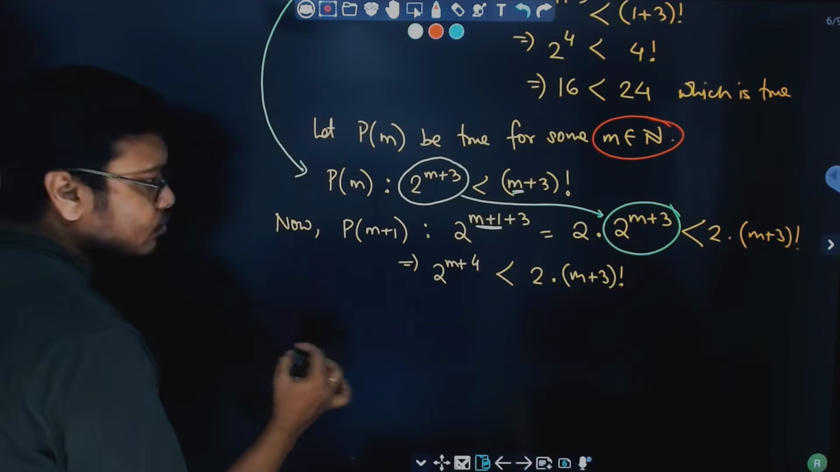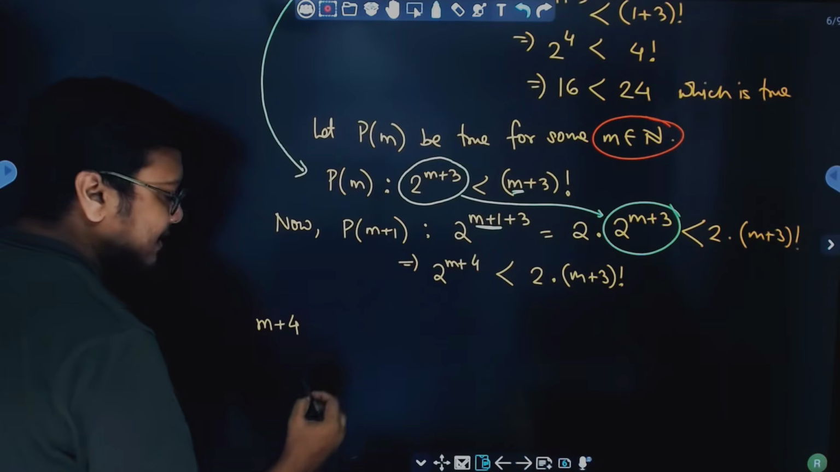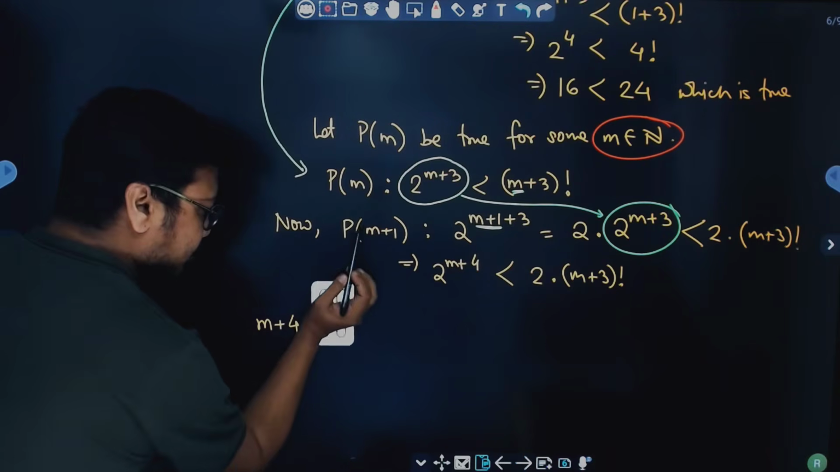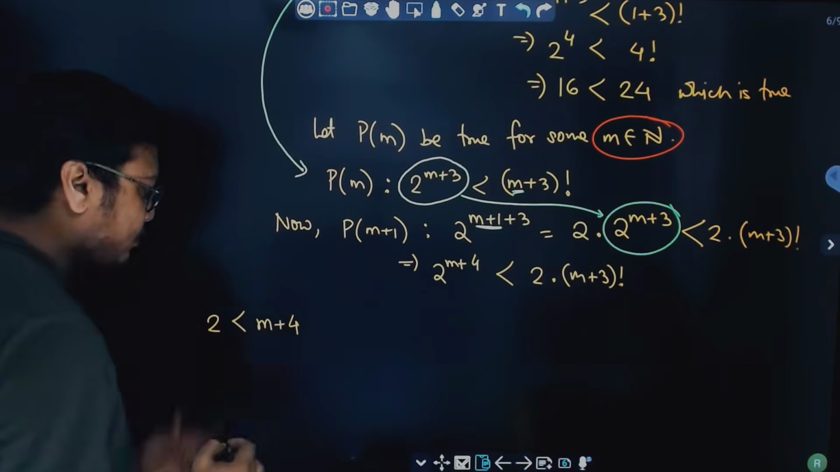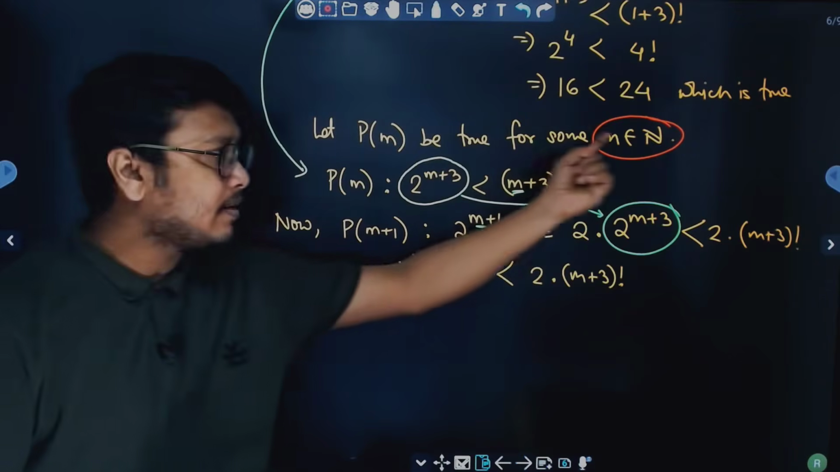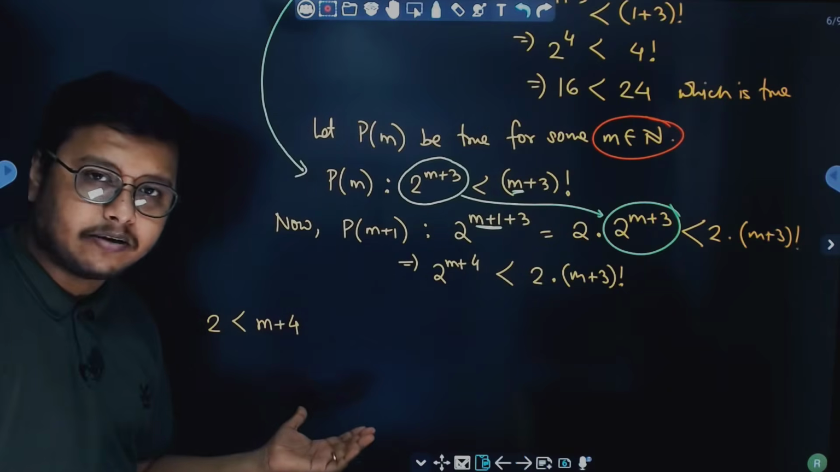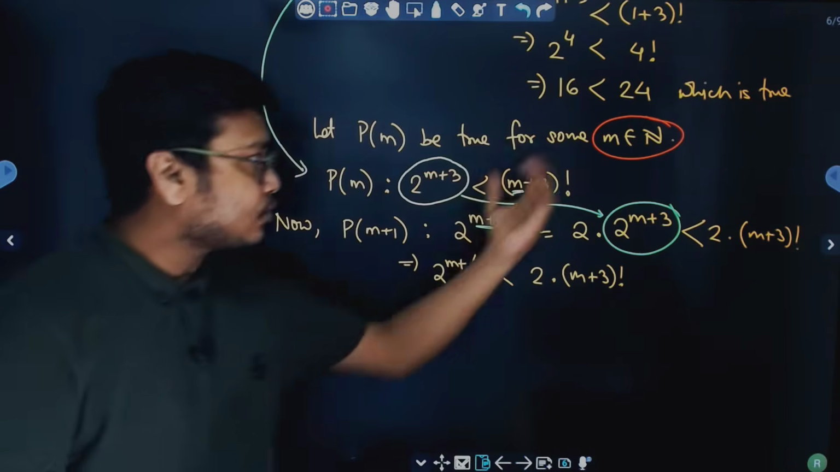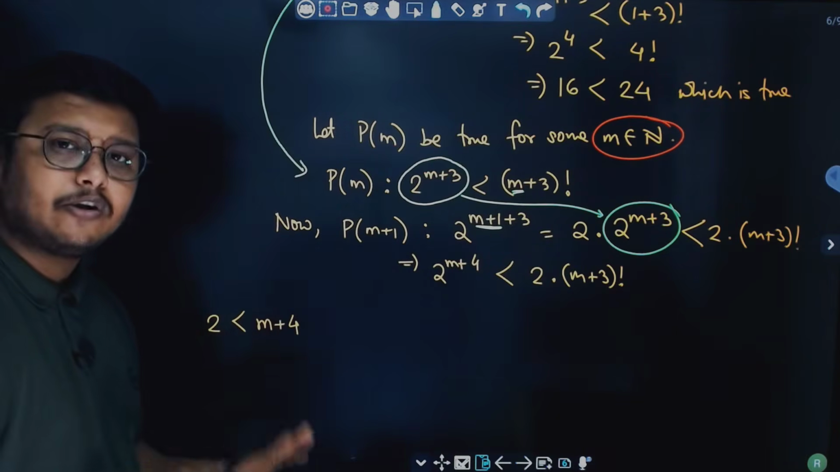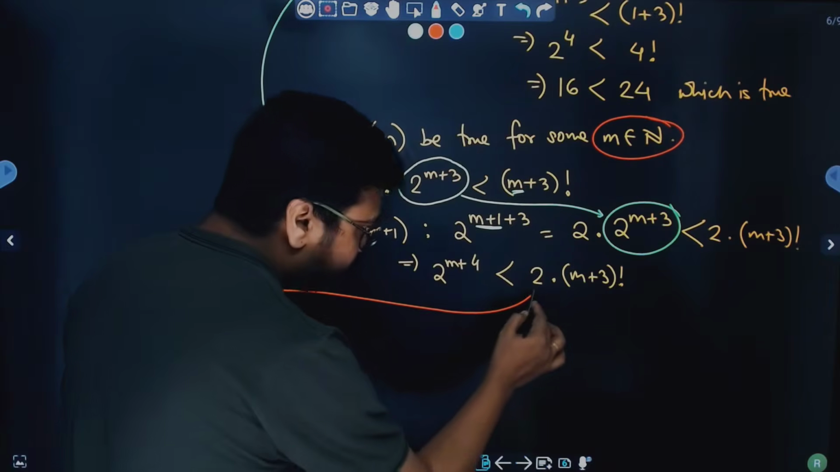Okay, so can I say that m plus 4 is definitely greater than 2? Or I'll just write the 2 this side. 2 is definitely smaller than m plus 4 because the minimum value of m can be 1. Even if m is 1, then the right side is still bigger. So for any natural number m I take, this statement is always true. Now you might think, why am I saying this? Because this 2 is just over here.